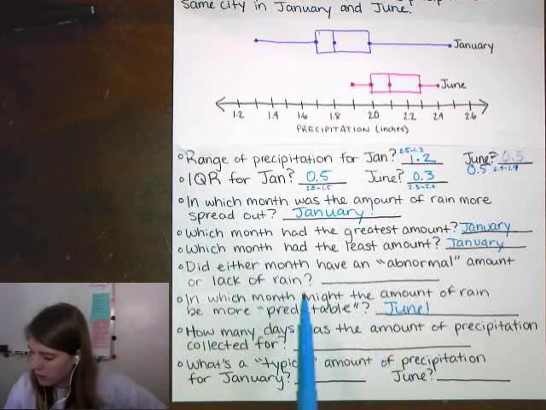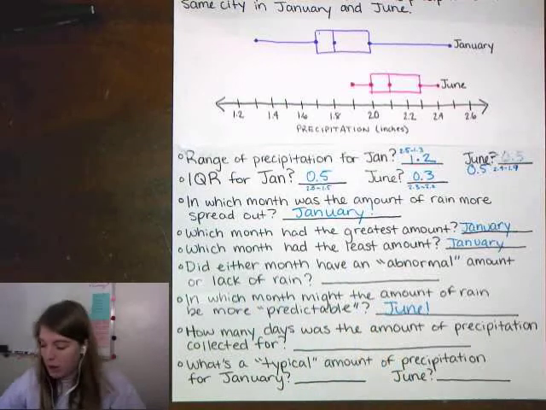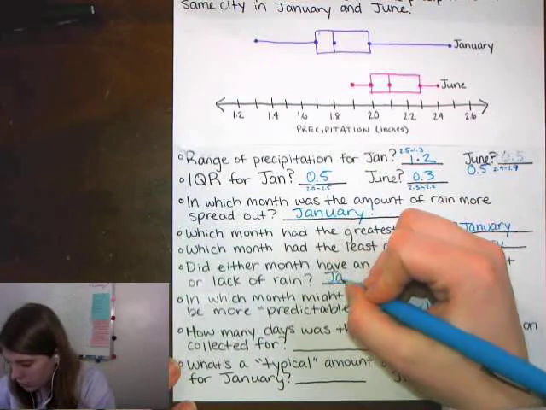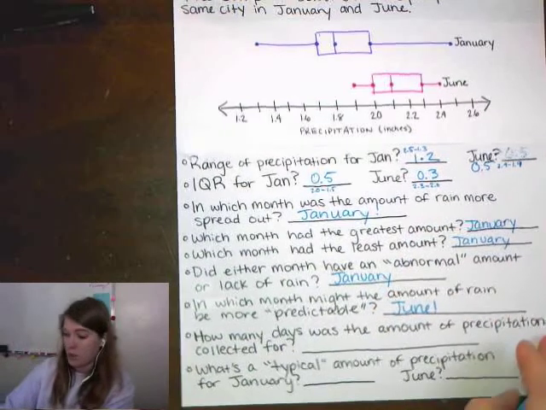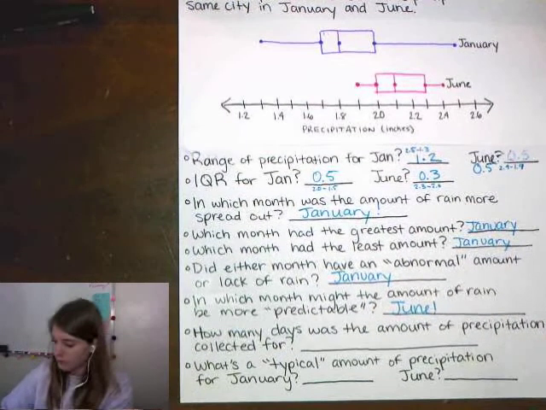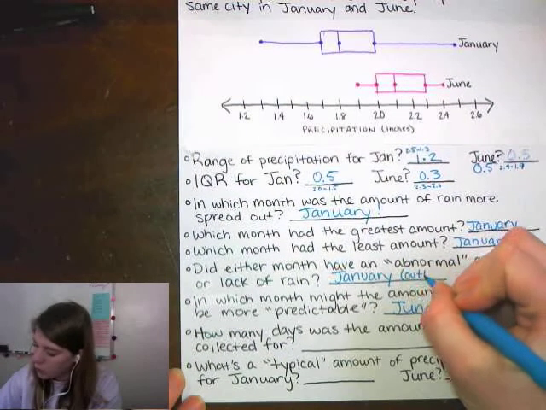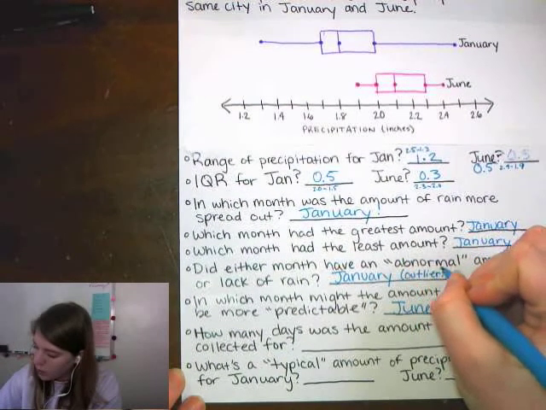All right, so did either month have an abnormal amount or lack of rain? So that's January. It's basically saying, hey, there's an outlier there. Looks like maybe on both ends. So I'm going to put that in. Question mark? Maybe?